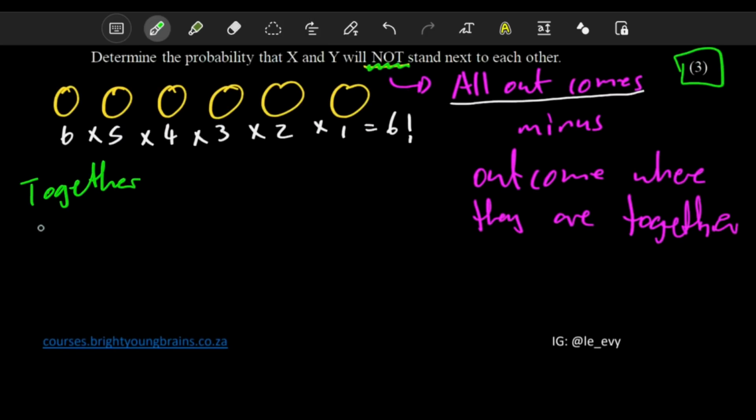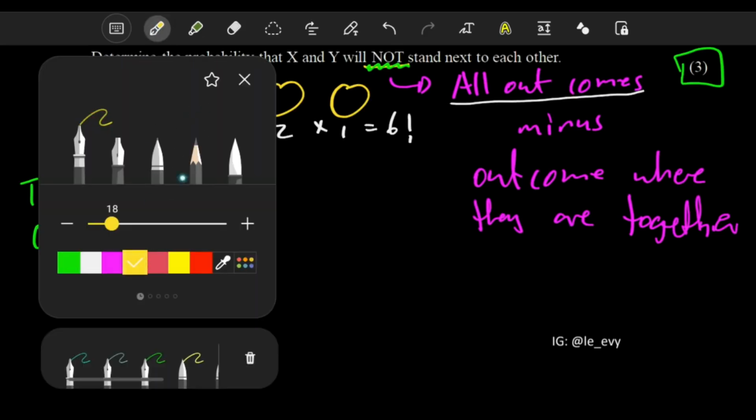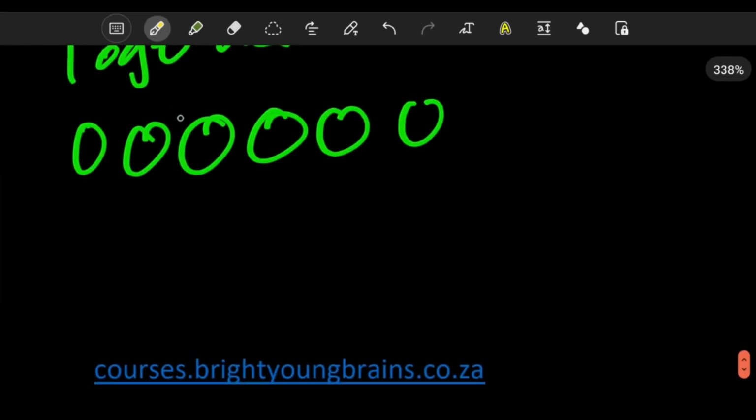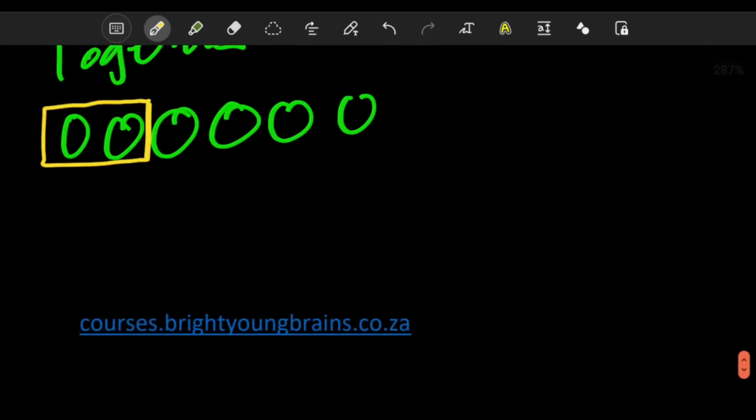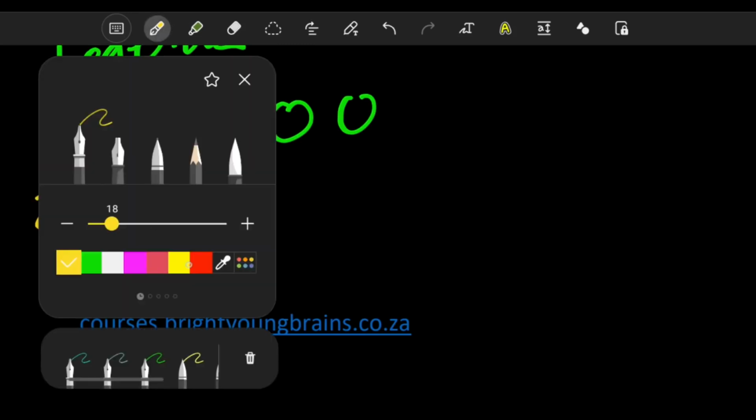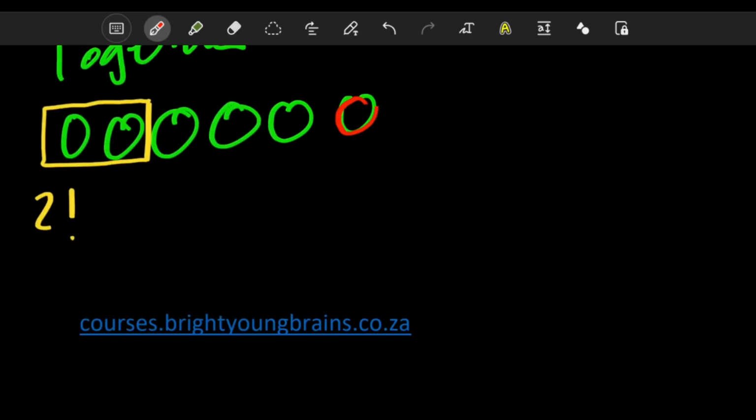The ones where they're together, you just have to think of the 6 places again. You see, these 6 places, the ones where these people sit together, all you have to do is to say they're together, right? So you paste them together like that. Now, when they're together like this, you have to remember that these people that are together can be arranged in 2 factorial ways. And then in total, you have 1, 2, 3, 4, 5 objects, of which those 5 objects can be arranged in 5 factorial ways. So the cases where they're together, it's just 2 factorial multiplied by 5 factorial.